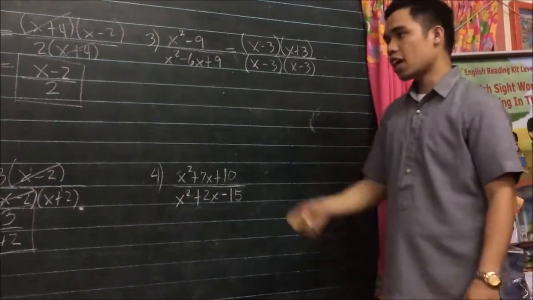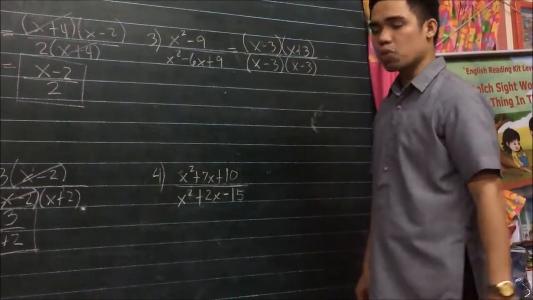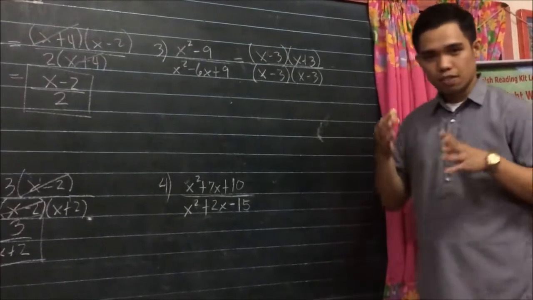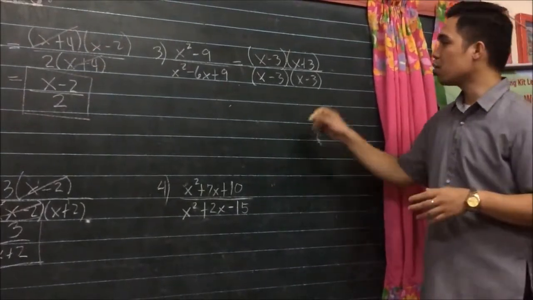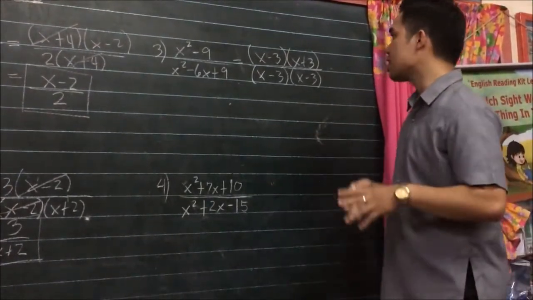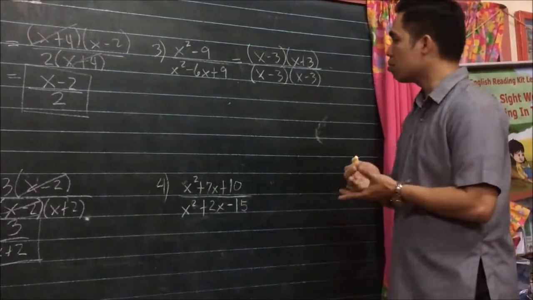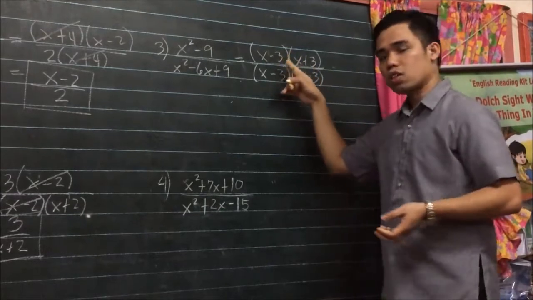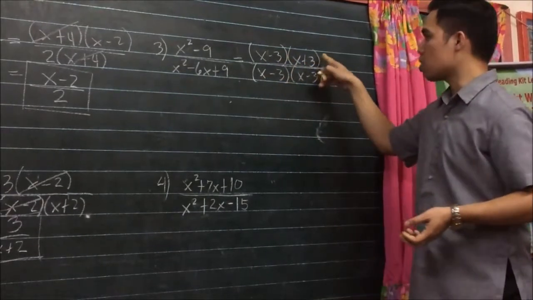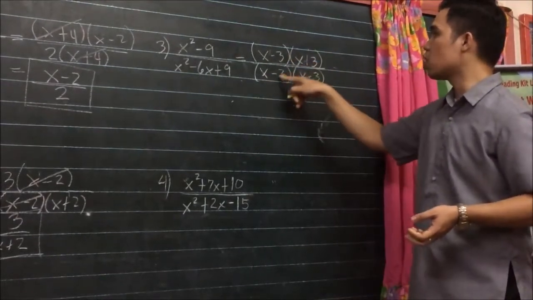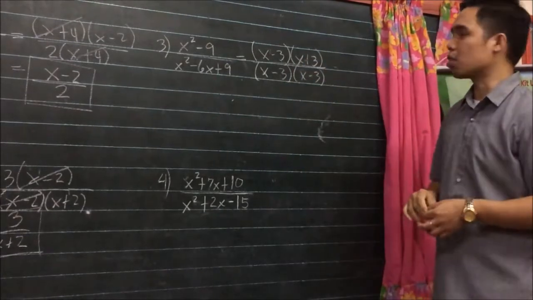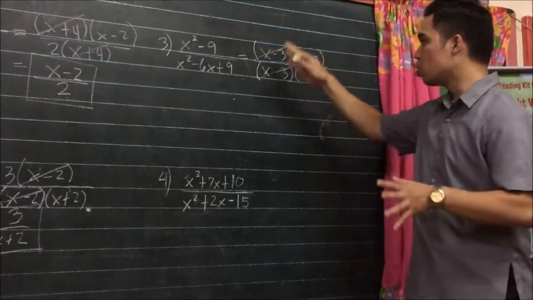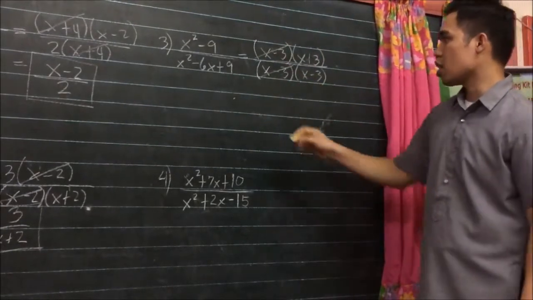After we factor the expressions, what are we going to do next? Okay, very good. We cancel whatever is exactly the same. It has to be exactly the same, like this, x minus 3 and x minus 3. If it's x minus 3 and x plus 3, everything's the same except for the operation, we still cannot cancel that because they are not totally the same. It has to be the same for the whole thing, x minus 3, x minus 3.